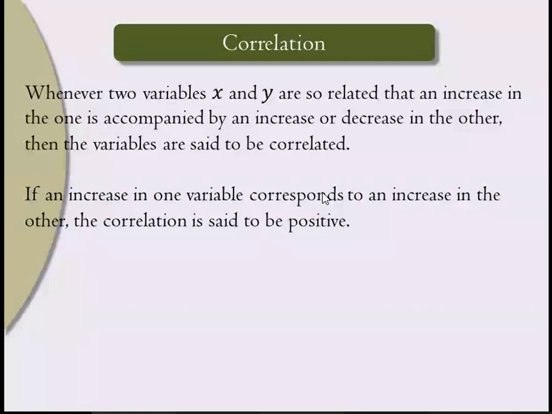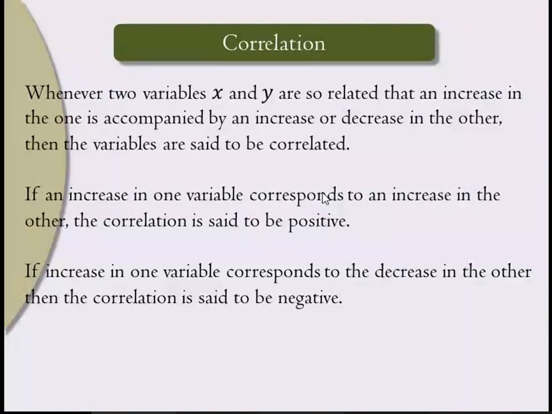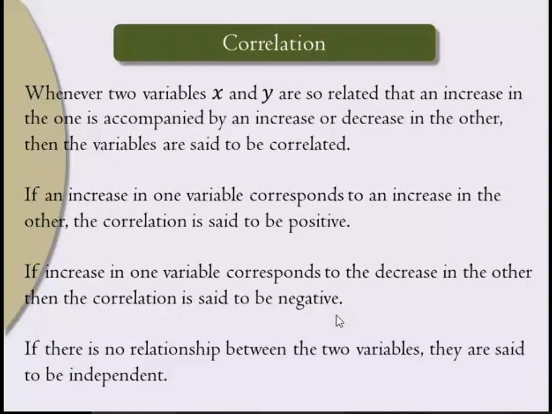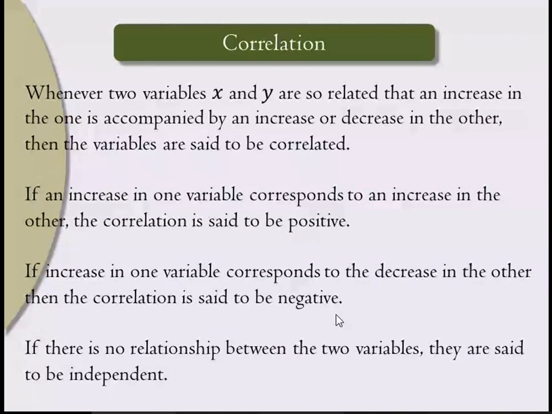If both increase or decrease simultaneously, then that correlation is said to be positive. If an increase in one gives us a decrease in the other variable, or a decrease in one gives us an increase in the other variable, then they are said to be negatively correlated, or the correlation between them is negative, or opposite type of correlation. And if an increase or decrease in one variable does not affect the other variable, then they are said to be independent.